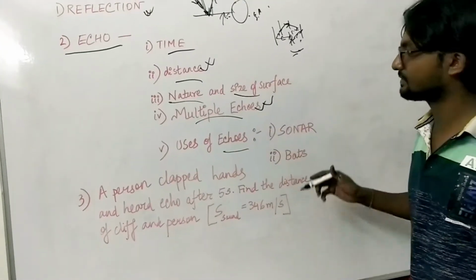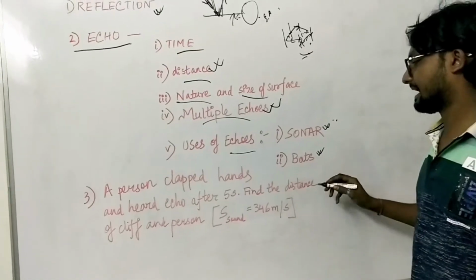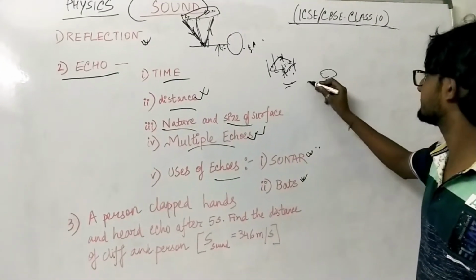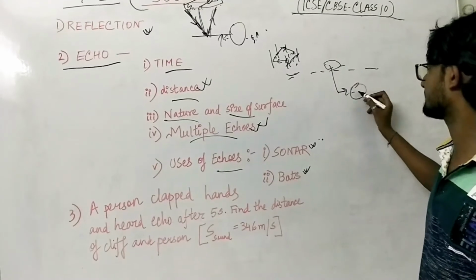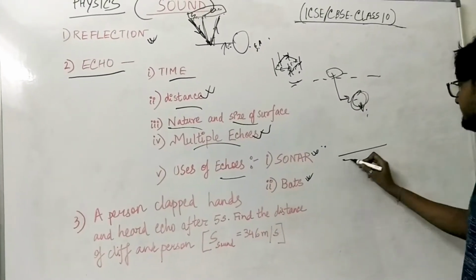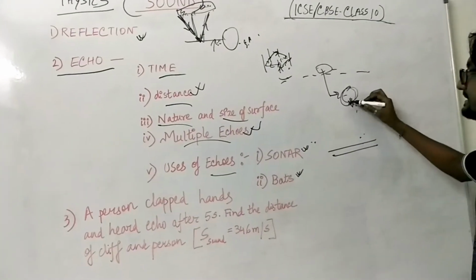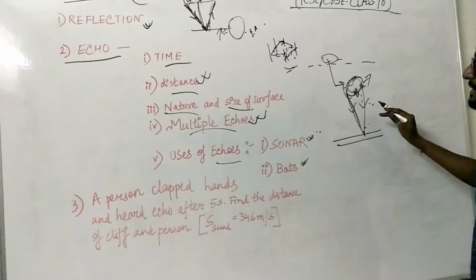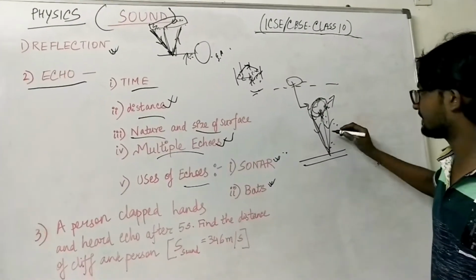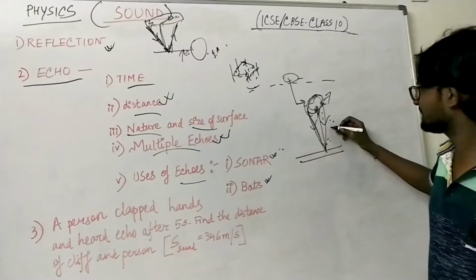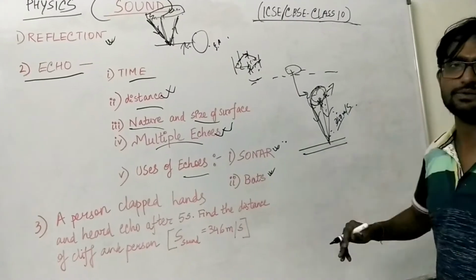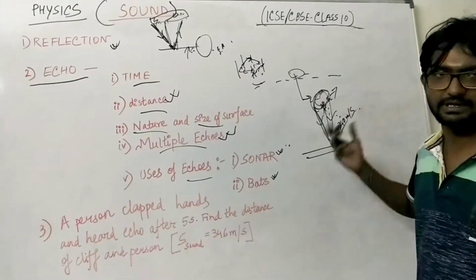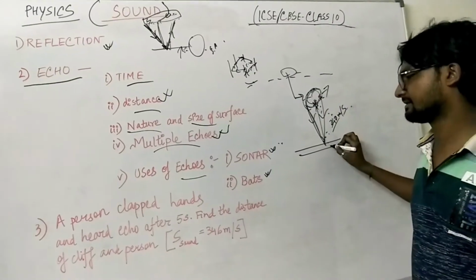And what is the use of echoes? There are sonar and bats. So what is sonar? Sonar is basically a case of a submarine. This is the sea surface, and the submarine is under the surface. If it needs to find how much the distance to the surface is, it radiates a sound wave, which comes back to the receiver of the submarine. So they can calculate the distance between the submarine and the surface, because 340 meters per second is the speed of sound in air. In water it varies a little bit, but they can calculate it and find the distance between the submarine and the surface.